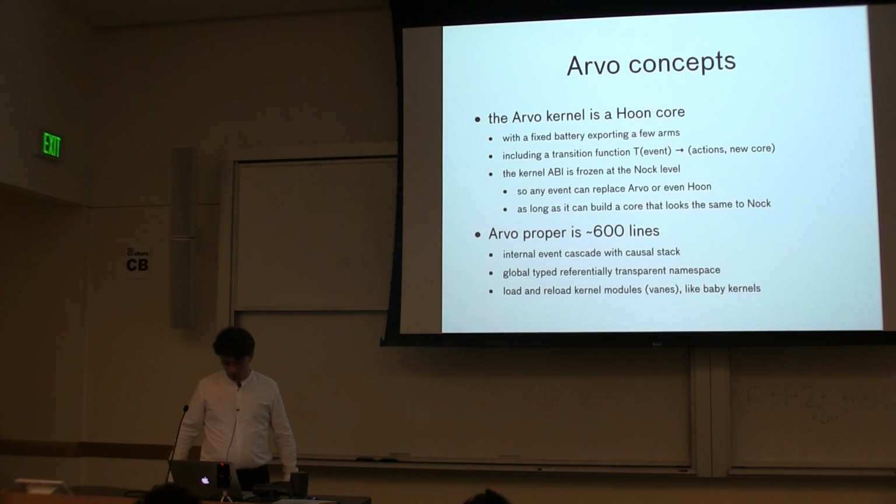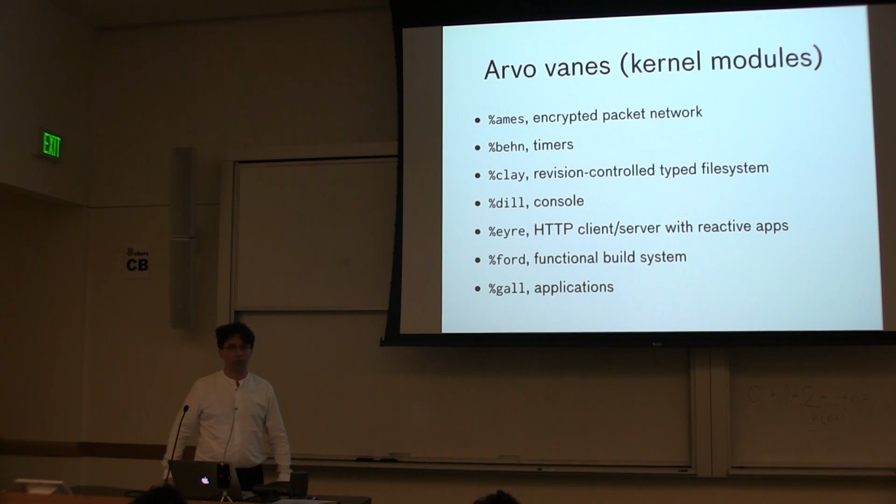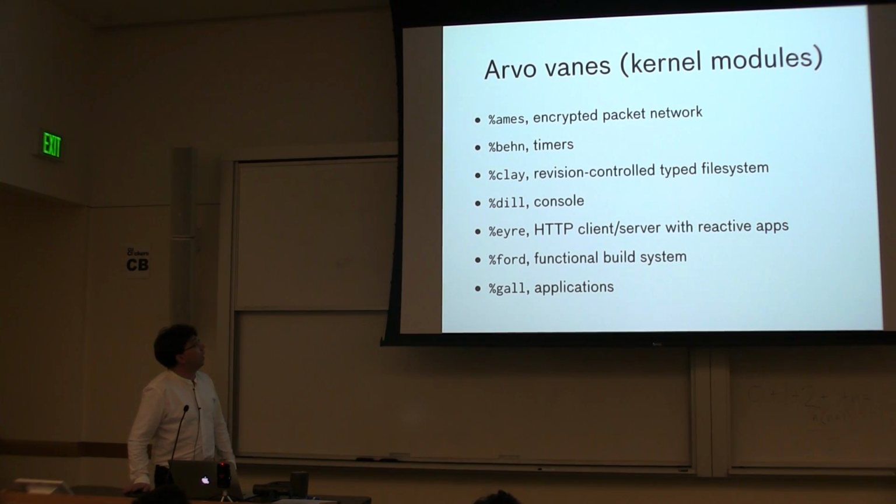That's kind of nice. Most of the work of Arvo is done by what are called vanes, which are essentially kernel modules, and they have essentially the same kind of core-like structure as the Arvo core itself. So these are loaded from source, obviously at runtime. Let me just run through a few of the things we do.